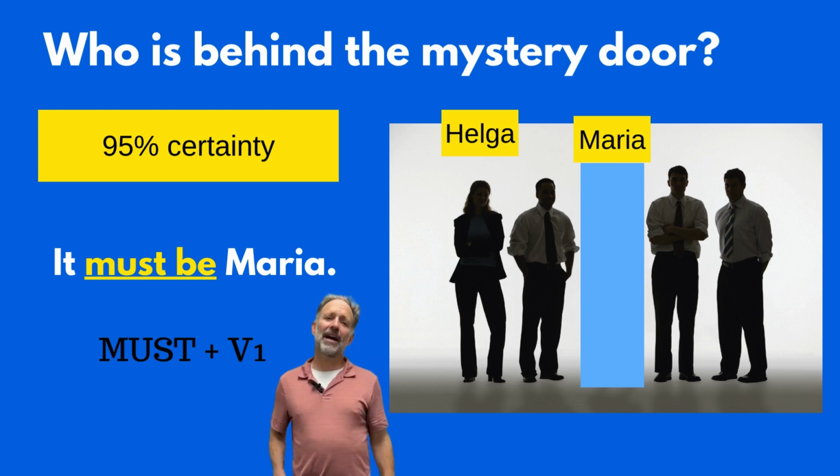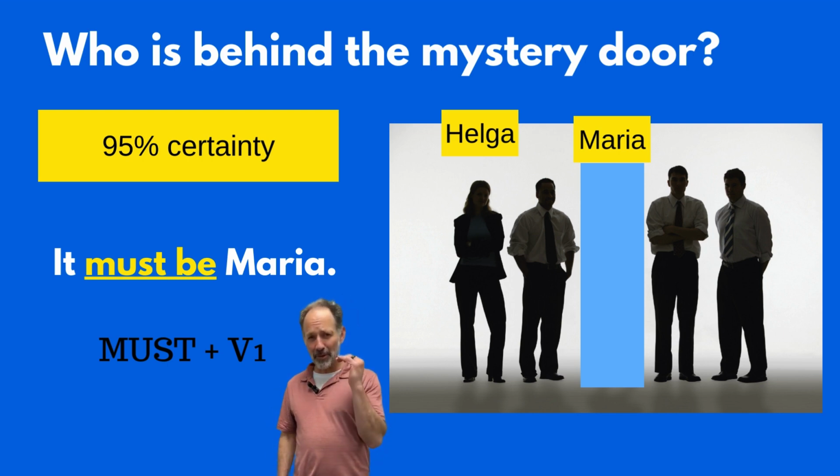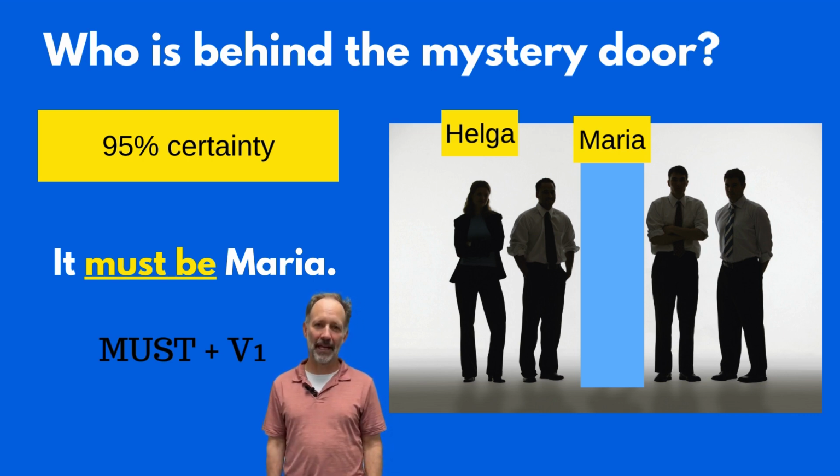I am 95% sure that Maria is behind the mystery door. So I could say it must be Maria. So we would use must plus the verb to talk about 95% certainty.